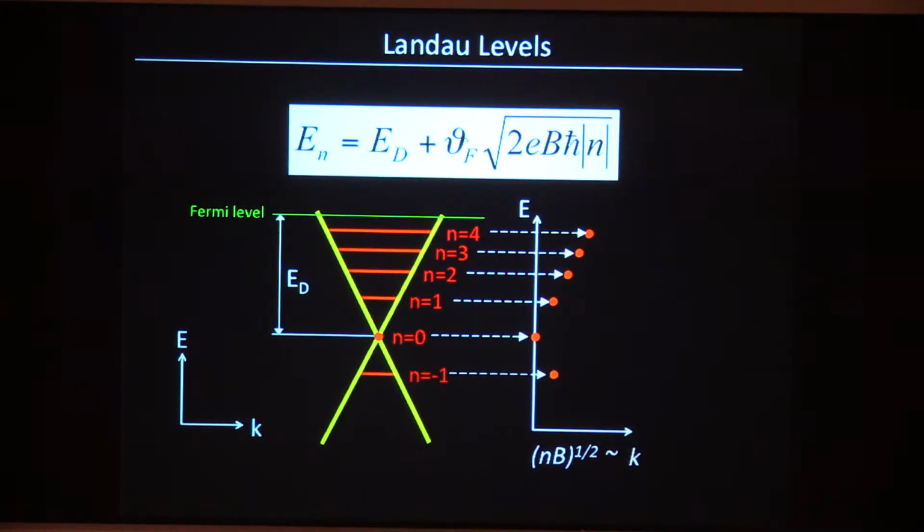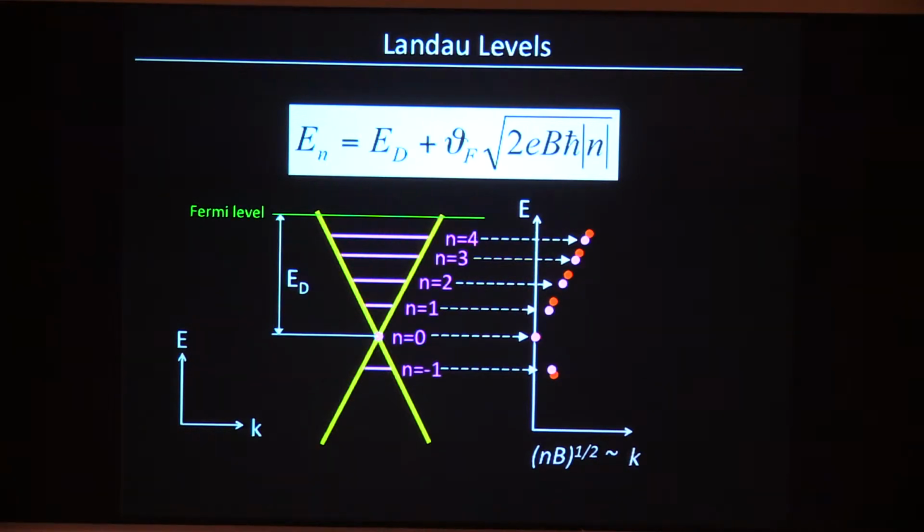versus square root NB. And semi-classically speaking, I showed you earlier, square root NB is K, so we can get the dispersion. Okay, so that's how we get dispersion.